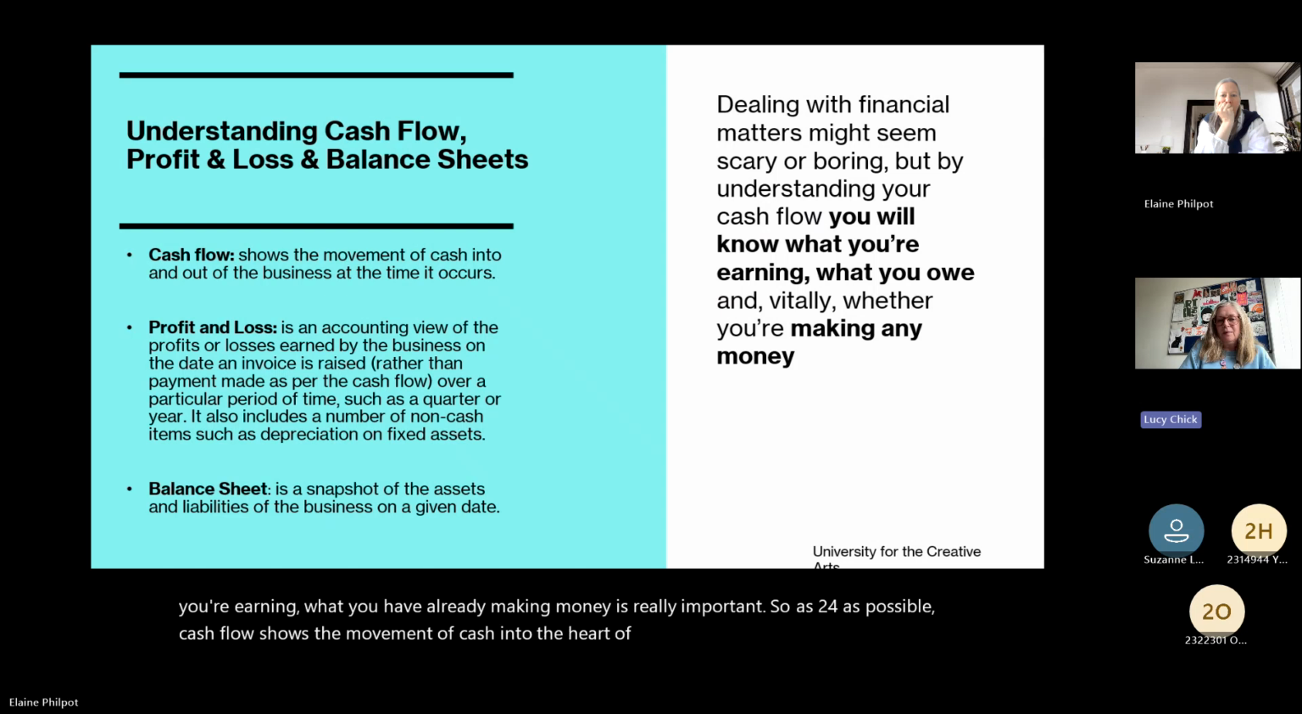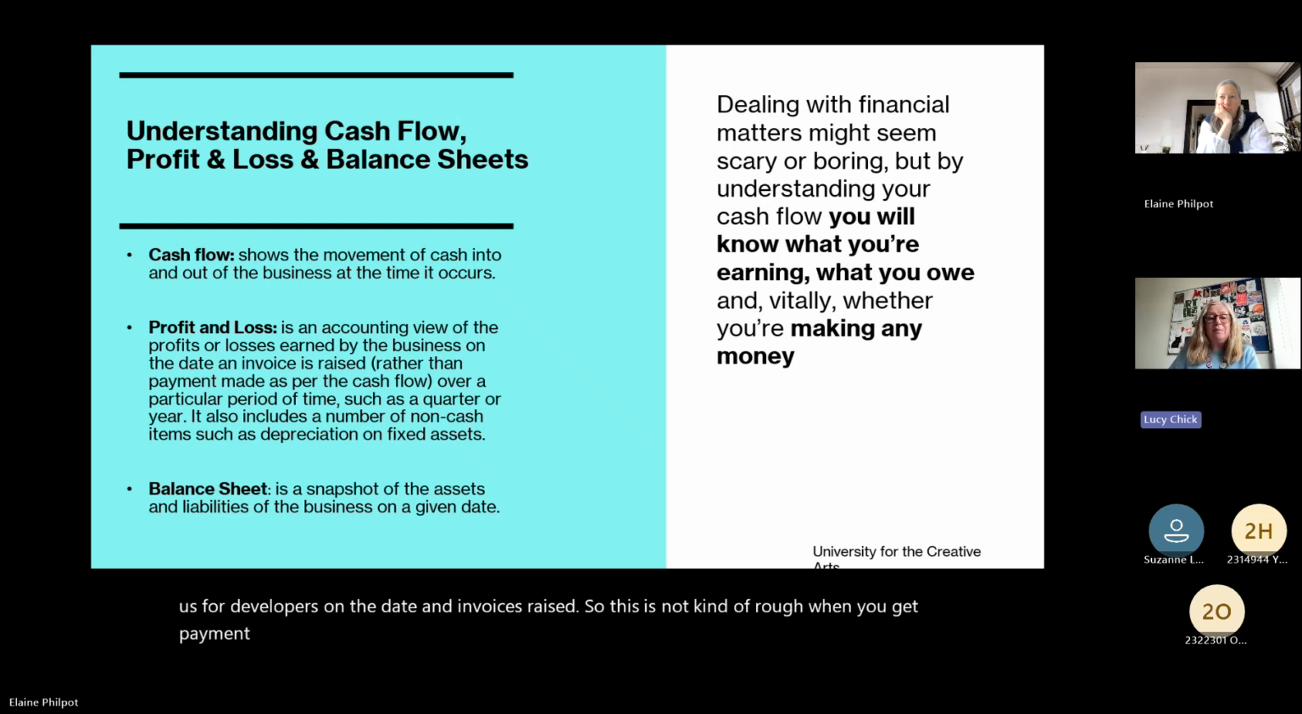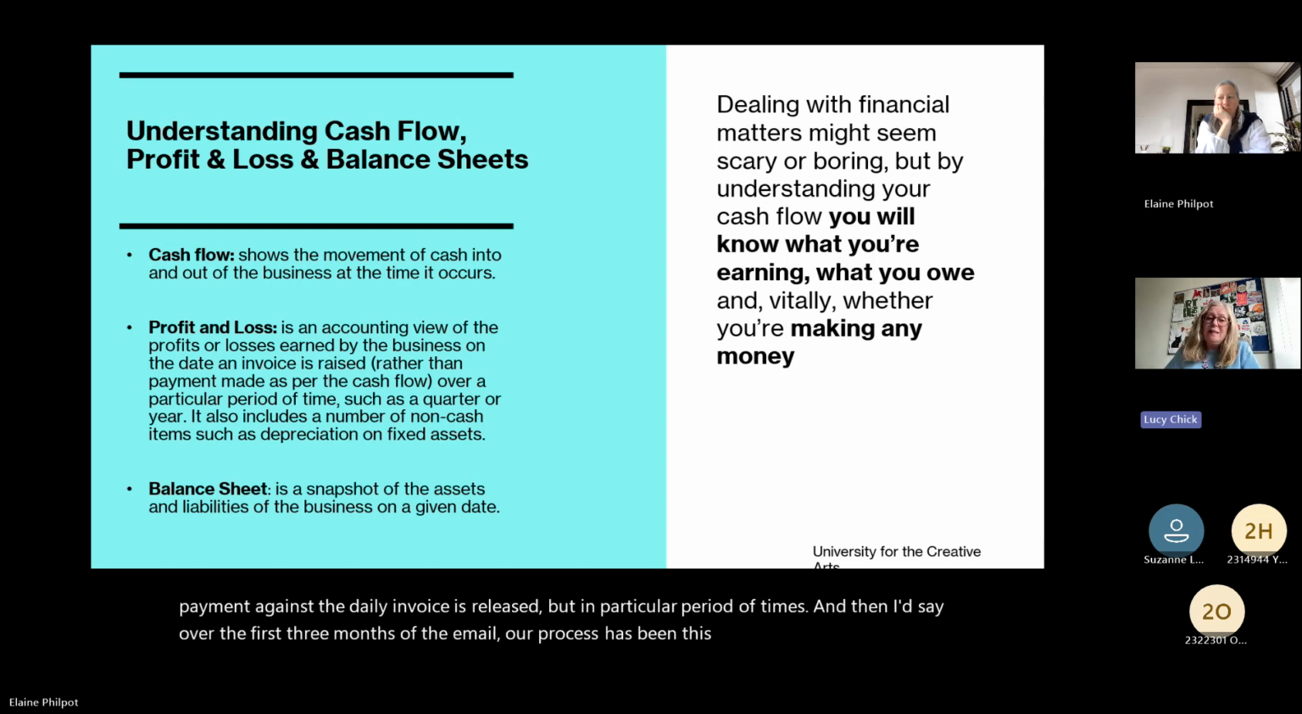As straightforward as possible, cash flow shows the movement of cash into and out of the business at the time that it occurs. Profit and loss is a term used by accountants, and it's the accounting view of the profit or loss earned by the business on the date an invoice is raised. So this is not when you get a payment in, it's the date the invoice is raised over a particular period of time. So they might say, over the first 3 months of the year, our profit has been this and our loss has been that. Or they might say, over 2026, our profit was this and our loss was that.